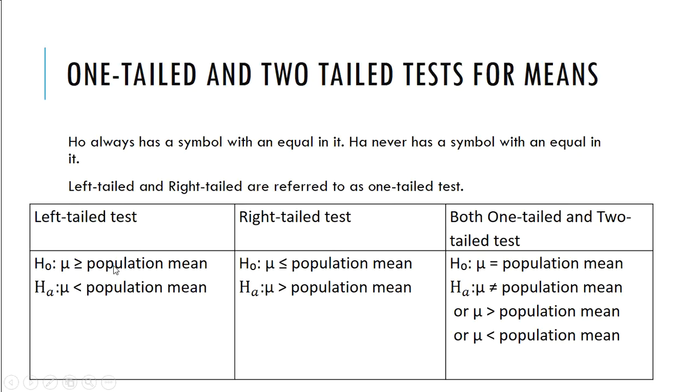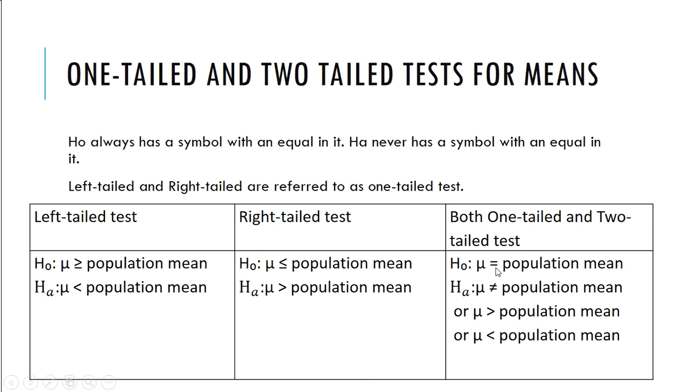If you look over here at the left-tailed, you see in my alternative, I have the mean is less than the population mean, which makes my null, the mean is greater than or equal to the population mean. Again, I have that equality sign in the null hypothesis, even though there's a greater than symbol with it. Right-tailed is the same thing. The mean is less than or equal to the population mean for the null, and for the alternative, the mean is greater than the population mean.